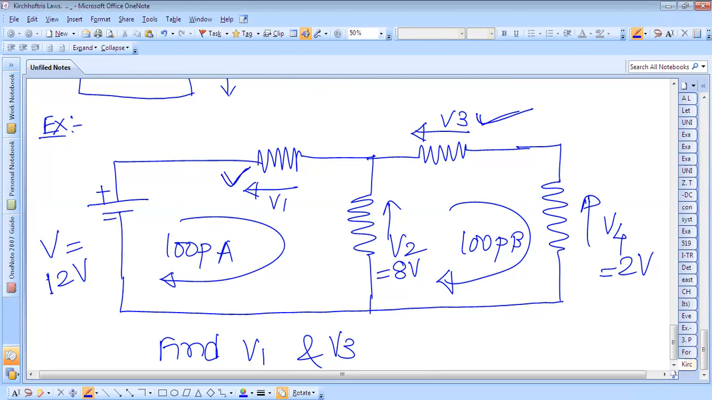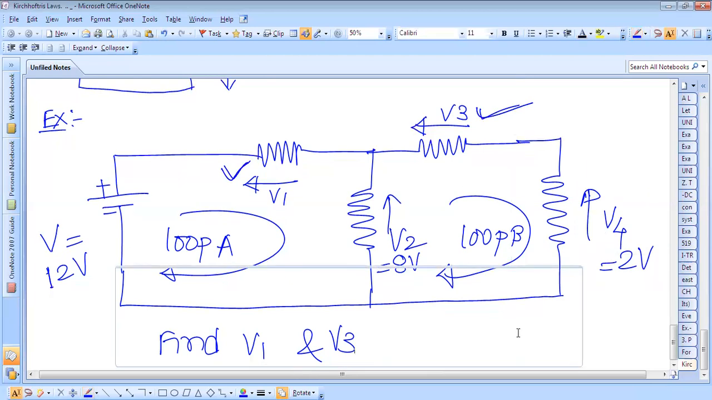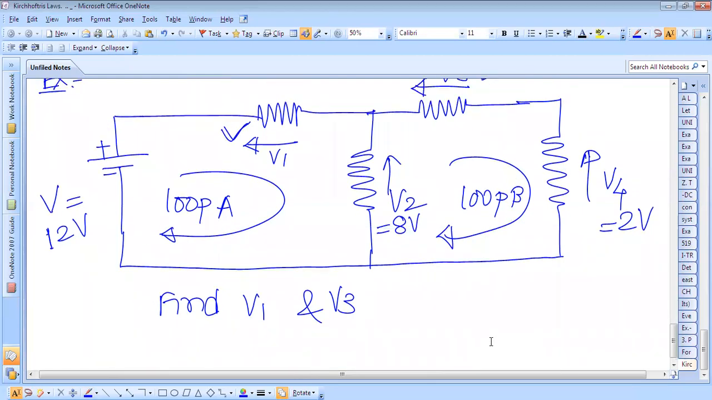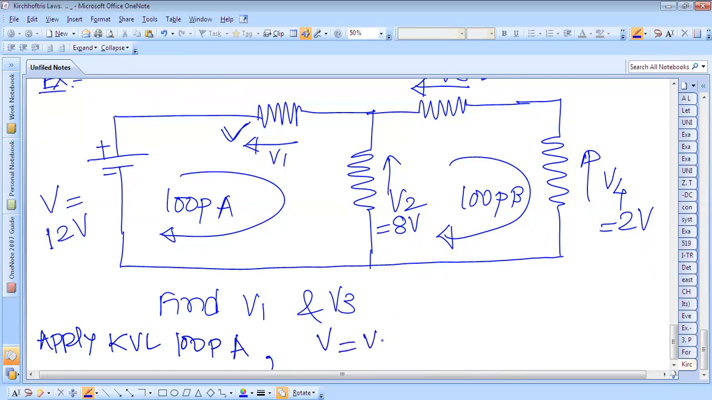So we have to find V1 and V3. We have to apply Kirchhoff's voltage law to this loop A. Total voltage is equal to V1 plus V2. Around this loop, this voltage is equal to this voltage plus this voltage.